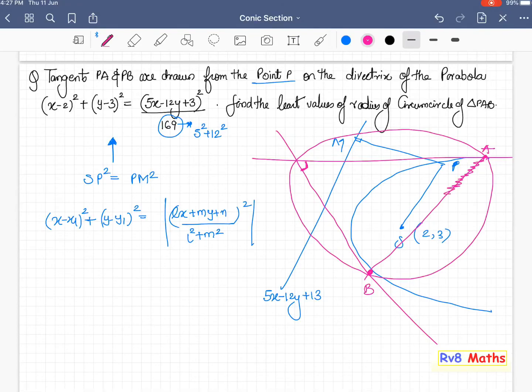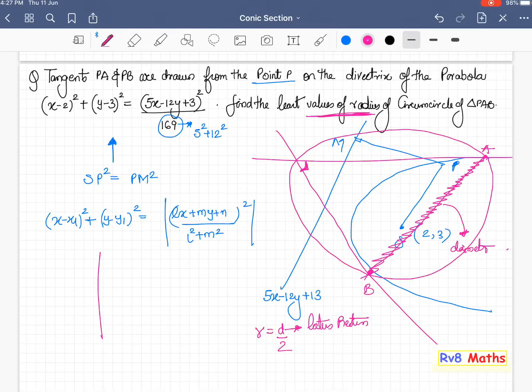So this length is the latus rectum, right? Then they want the least value of radius. Now, if it is a latus rectum and this is 90 degrees, it means it is a diameter of this circle, right? So we want the radius. Radius will be equal to half of the diameter, and the diameter is nothing but the latus rectum. So basically, we have to find the latus rectum of this parabola.